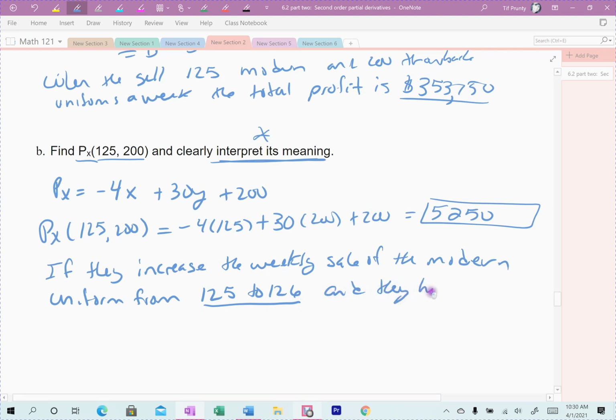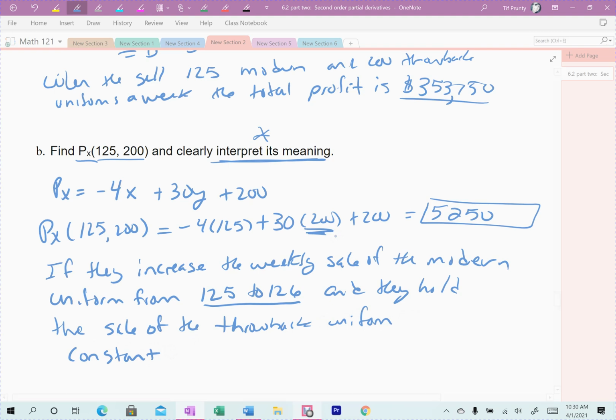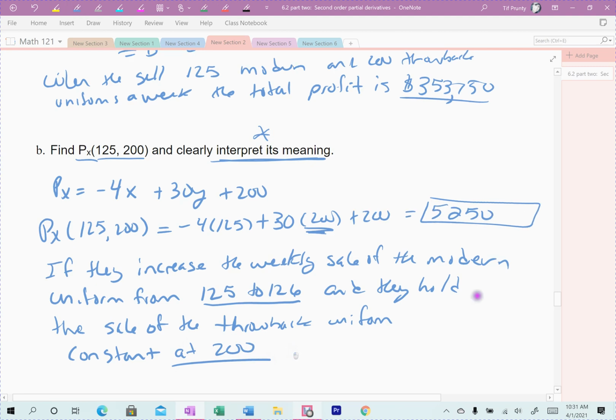And they hold the sale of the throwback uniform constant. Not just constant, but constant at a specific level, and it mattered. The 200 multiplied by the 30, that was a big difference. I would get a much different number had that been 100 versus 200. So it mattered that it was held constant at 200 uniforms, that they sold 200 of those a week.